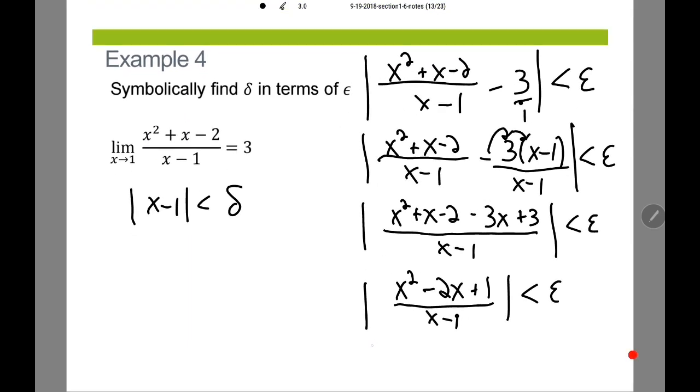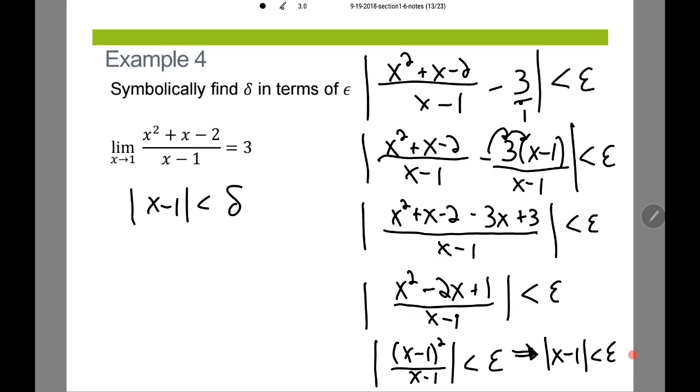Now, if you look at this closely, you should hopefully know the top factors and does (x minus 1) squared, and that's over x minus 1. And my last step with that, I'm going to draw an arrow to show you, would be to take one of those x minus 1 factors away, one of these top parts squared, because I'm dividing by x minus 1. So that leaves me |x minus 1| is less than epsilon.